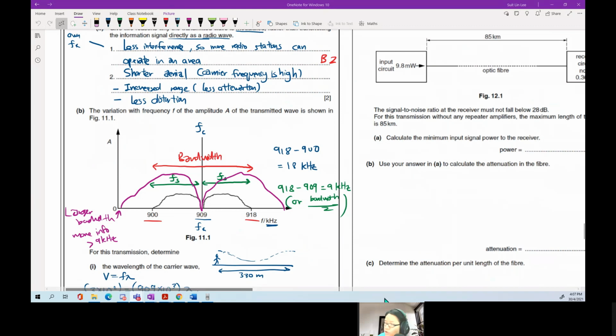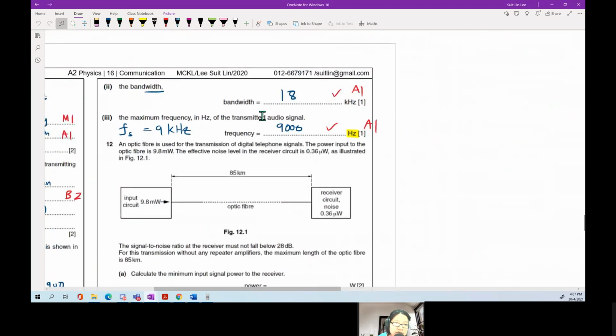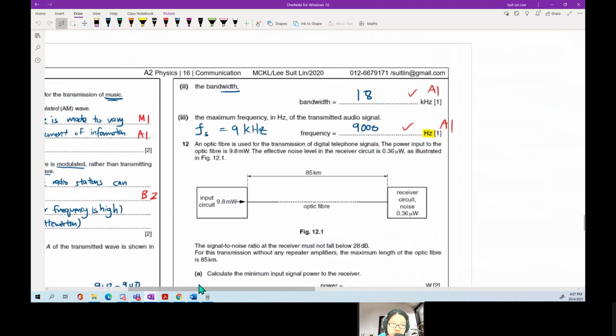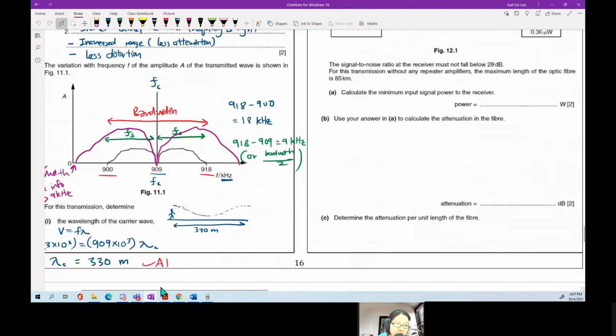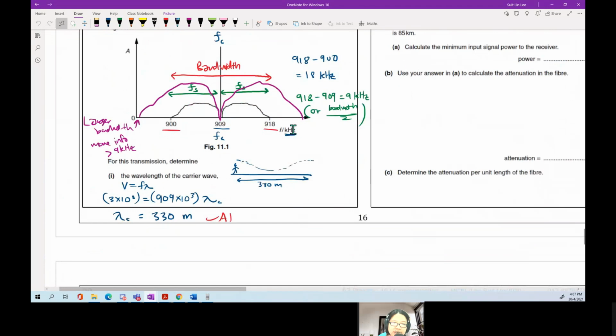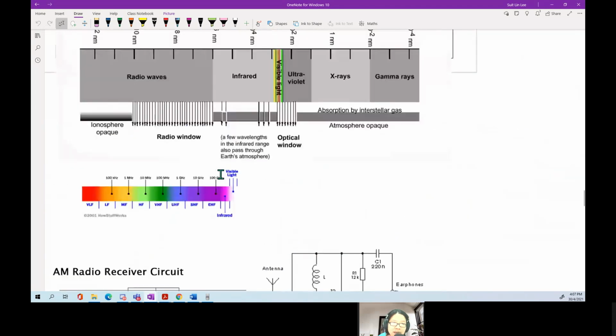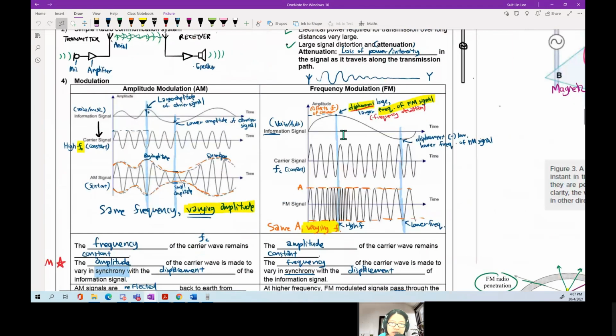Why is the maximum frequency not 918? Because this is the signal right there. The signal, not the carrier wave. So we only look at the signal. If you think about your transmission, why don't we take the carrier wave? Because we are marrying this signal, which is the sound, to this carrier wave. We don't really care about the carrier wave frequency. We care about this signal frequency.